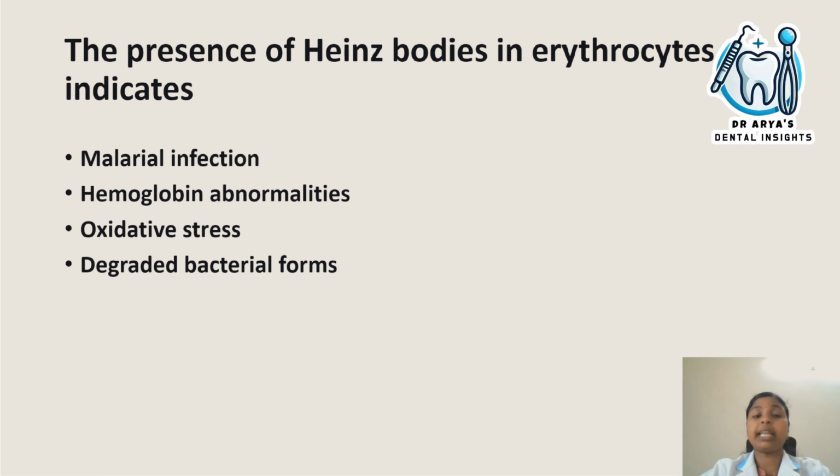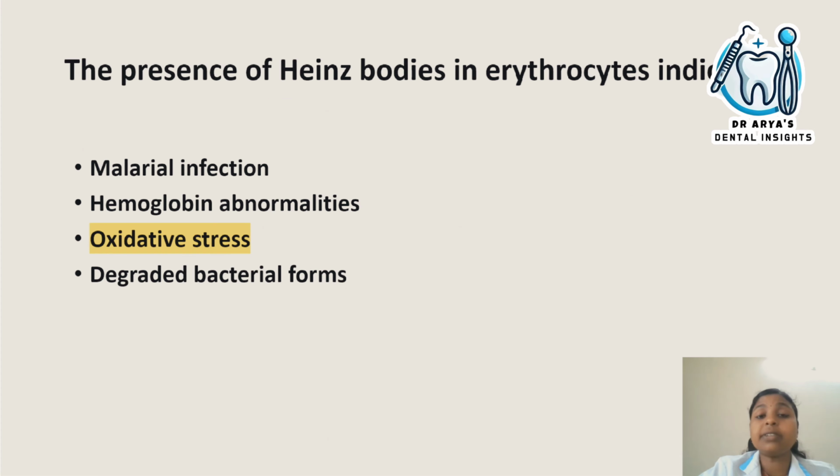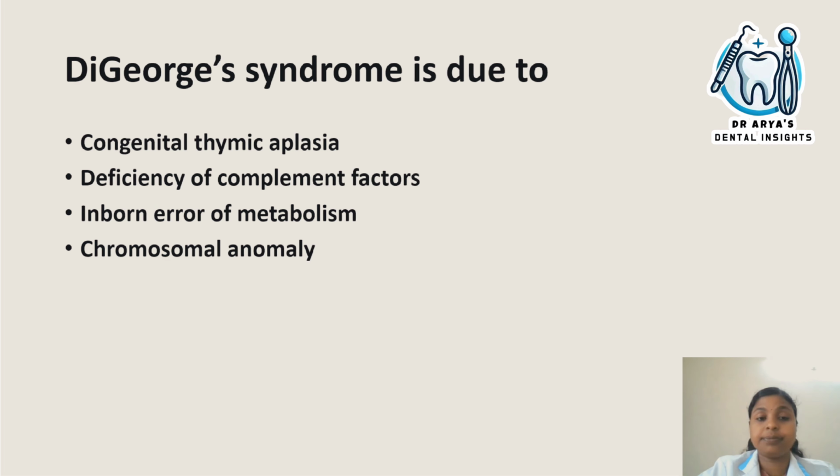Presence of Heinz bodies in erythrocytes indicates malarial infection, hemoglobin abnormalities, oxidative stress, or degraded bacterial forms. What are these Heinz bodies? Heinz bodies are actually small dots in RBCs. These are the Heinz bodies. That is small dots in red blood cells, which indicate oxidative damage to the cells. So it indicates mainly oxidative stress, and they are made of hemoglobin, a protein in red blood cells. Heinz bodies can be a sign of certain medical conditions like anemia. So the presence of Heinz bodies indicates oxidative stress.